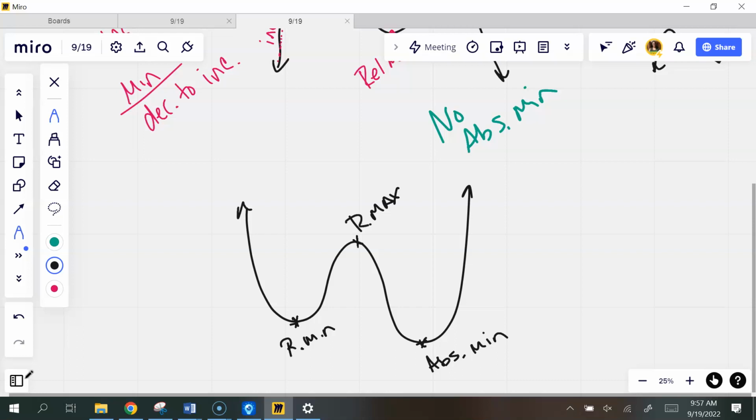All right, so we're looking for turning points. So the question becomes, how do I find these values? So take out your calculator.